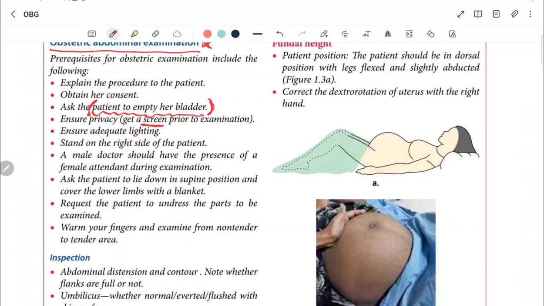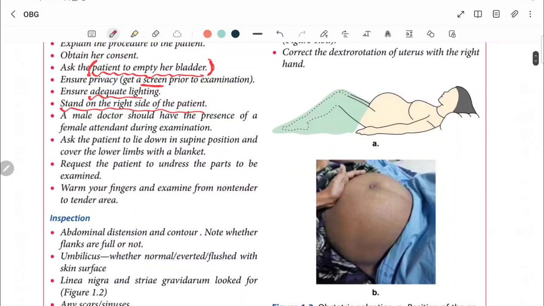Then you need to ensure the privacy, ensure there is adequate lighting, stand on the right side of the patient. A male doctor should have the presence of a female attendant during examination. Ask the patient to lie down in supine position and cover the lower limbs with a blanket. Request the patient to undress the parts to be examined. Warm your fingers and examine from non-tender to tender area.